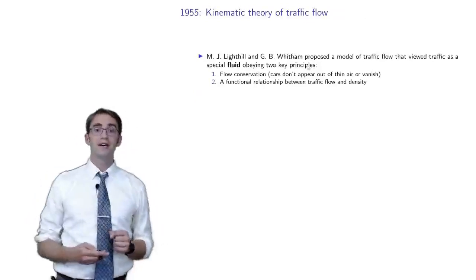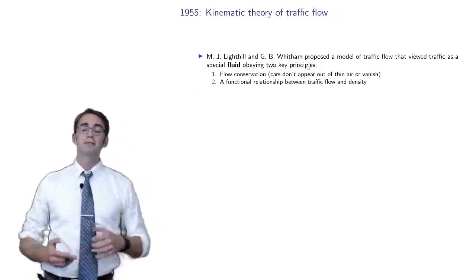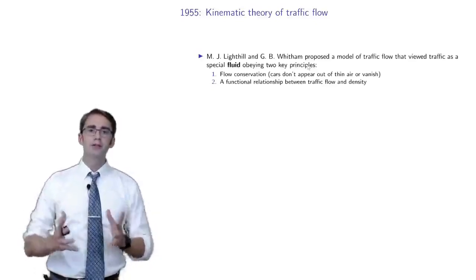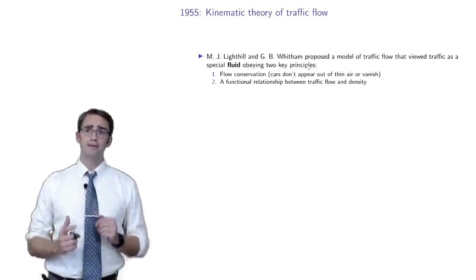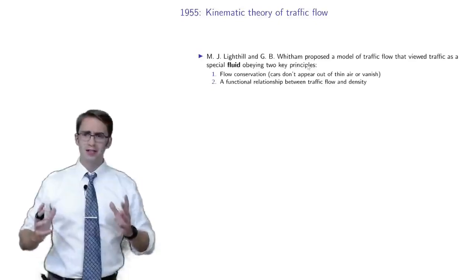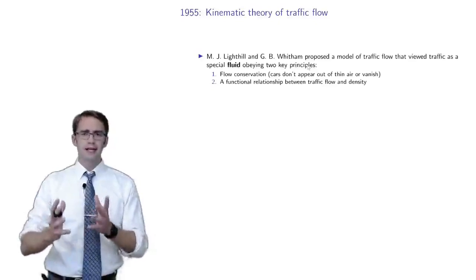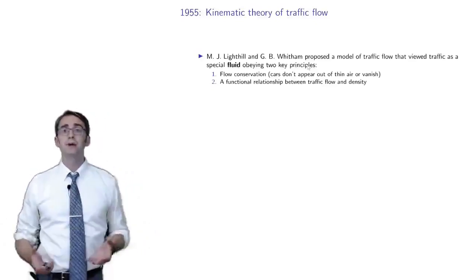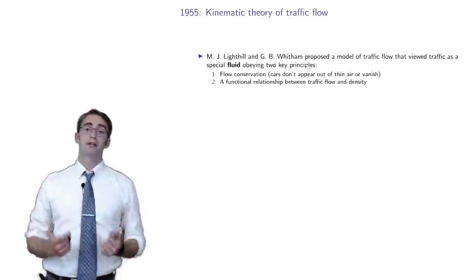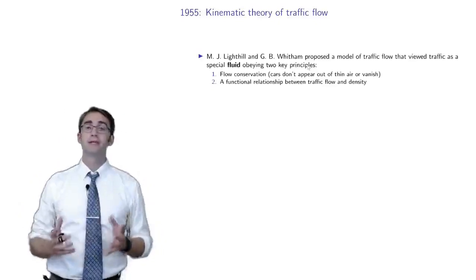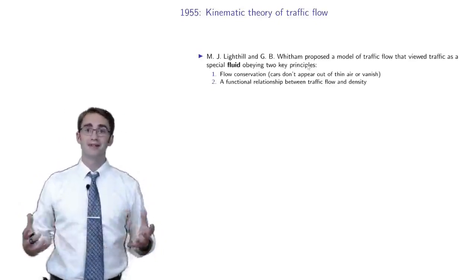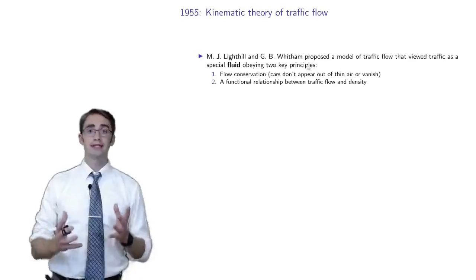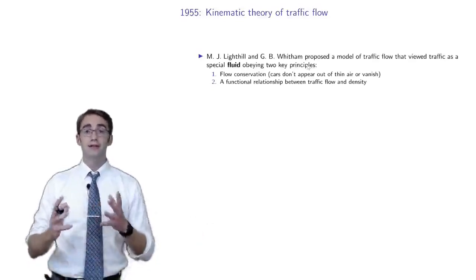In 1955, Lighthill and Whitham proposed a model of traffic flow that looked at vehicle traffic as being a fluid that moves throughout a pipe. They said, well, trucks and cars move on the road in a way that is a lot like the way water flows through a pipe. So maybe the mathematical models that we already use to model the flow of water in a pipe could be applicable here. They said you have flow conservation, which means that cars don't appear out of nowhere. They don't vanish either. And there's also a functional relationship between the traffic flow and the density. The more traffic you have, the denser things are, right?